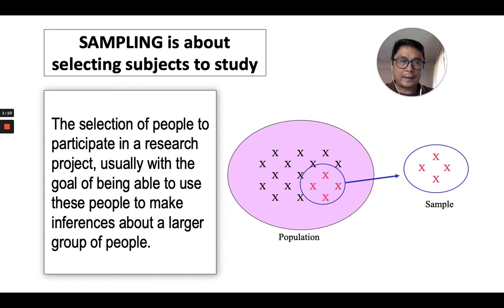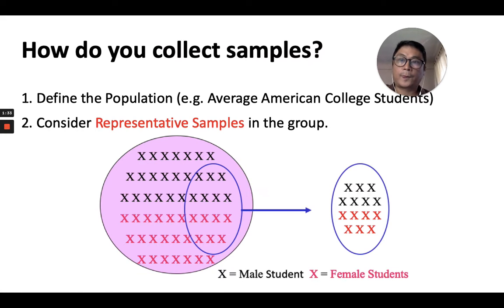Okay? So sampling is about selecting subjects to study. But in the context of our word for the day, which is nomothetic, we're selecting individuals to study so that we can learn about the population or the group that these individuals belong to. Okay.